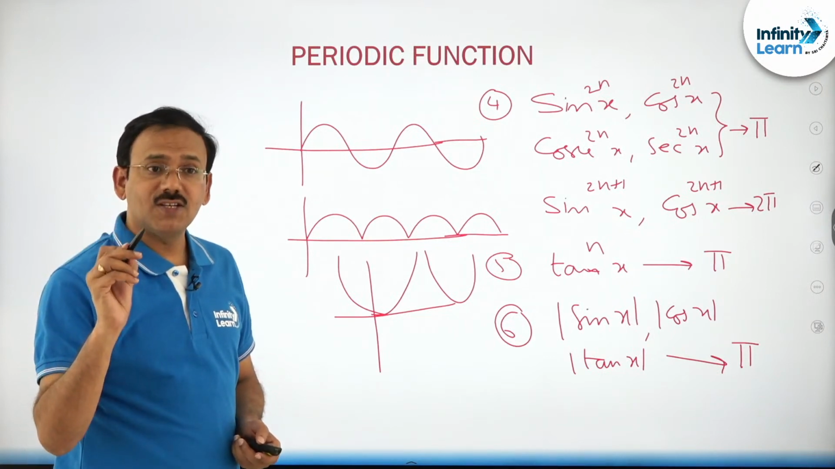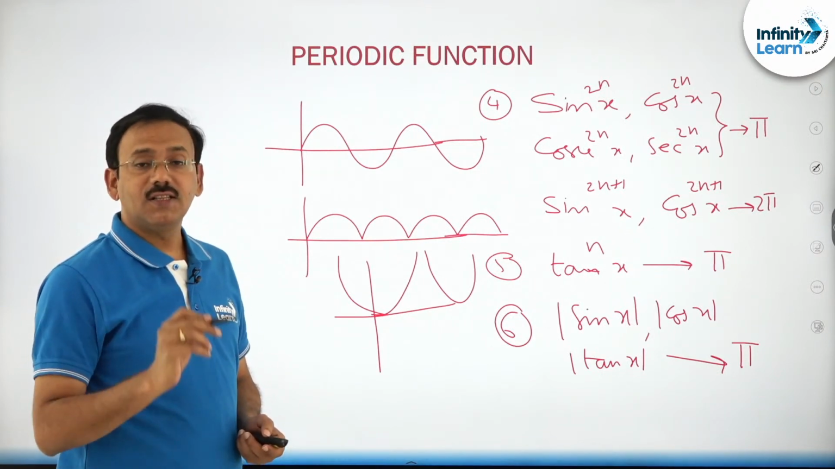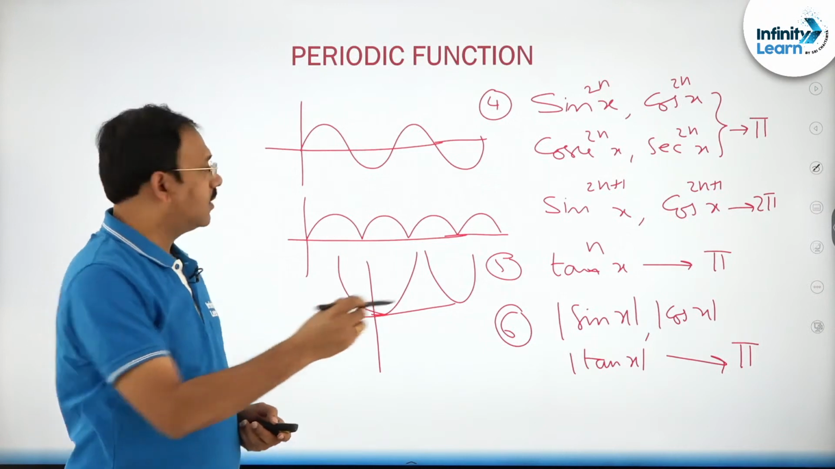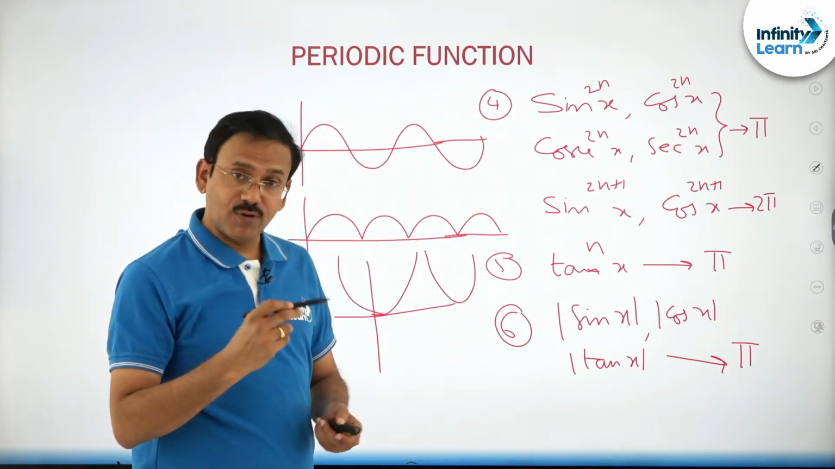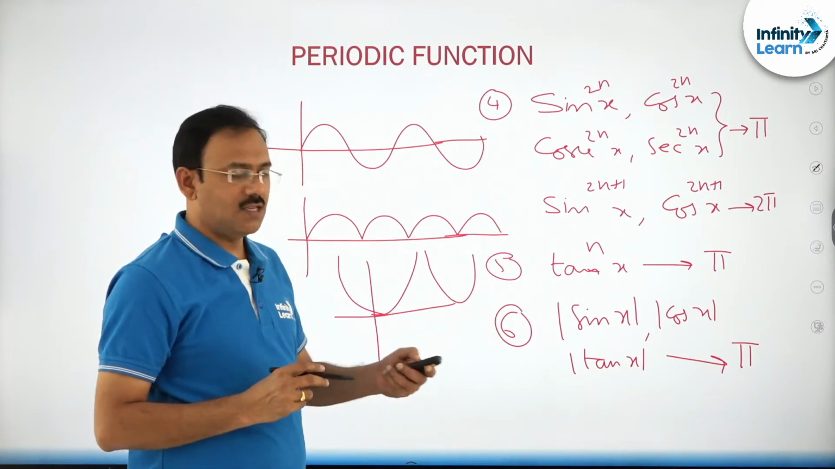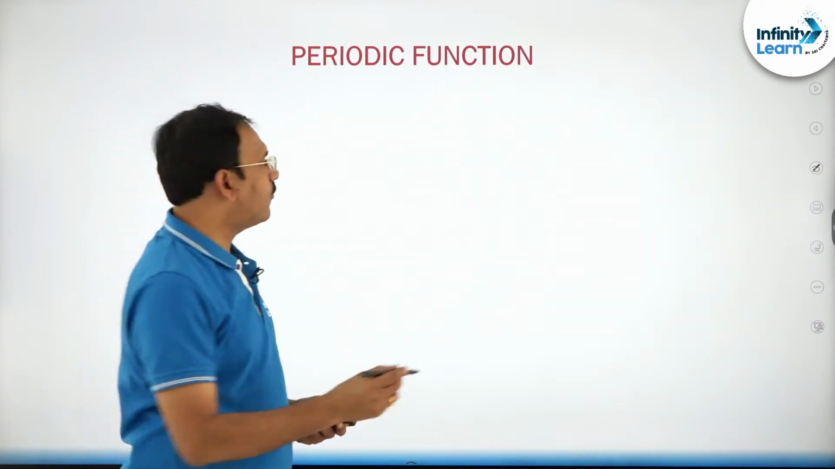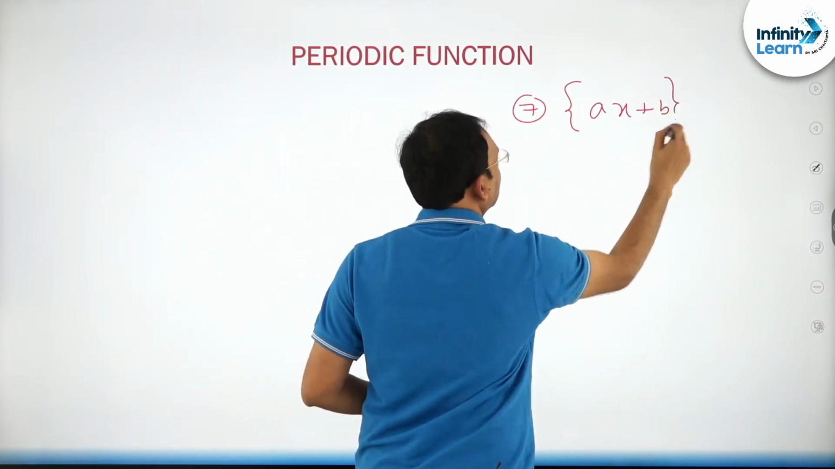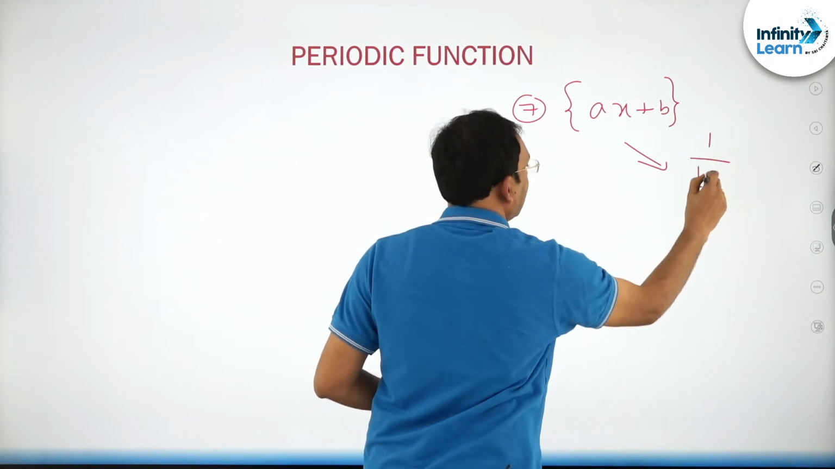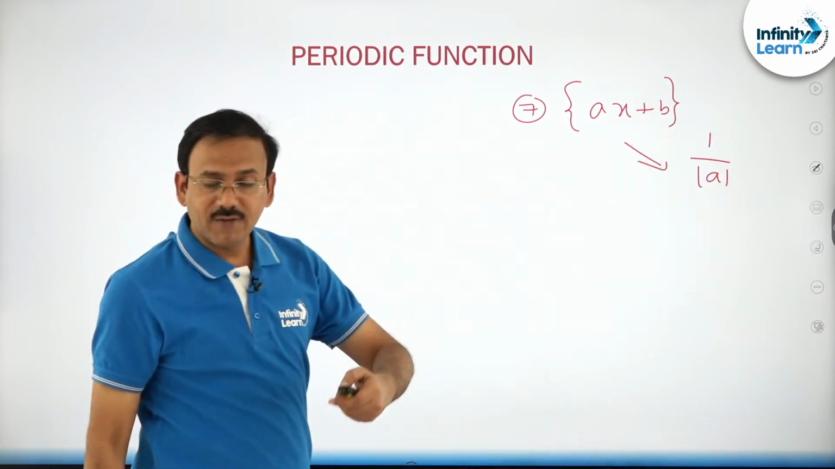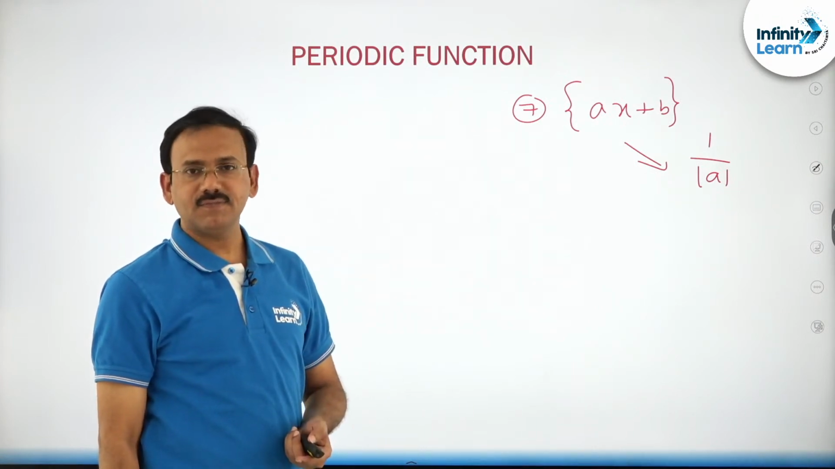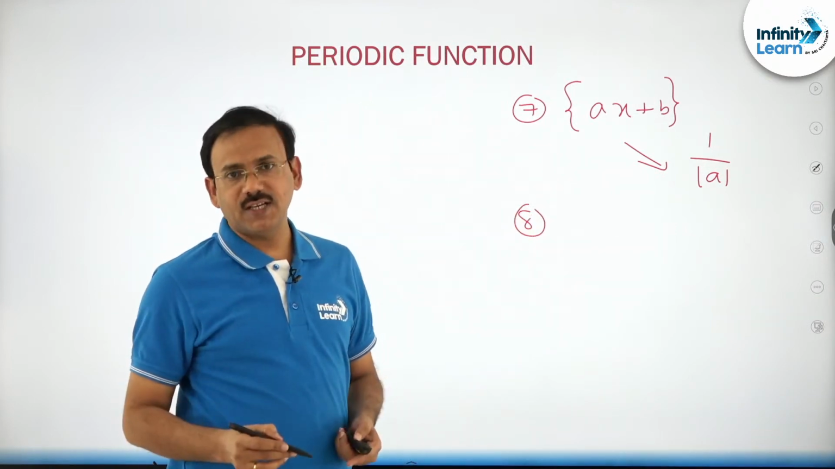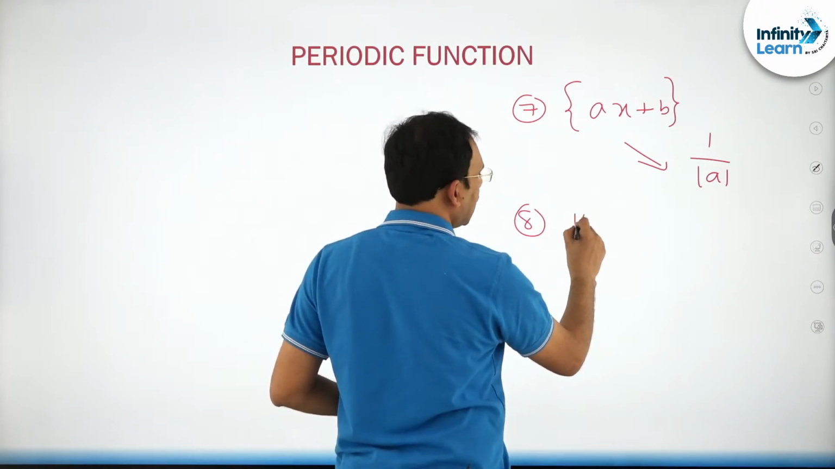We have given the definition of periodicity of a function, then we have done basic observations, then you see we have seen these points: sin power 2n, sin power 2n plus 1, tan power n x. Apart from this, friends, another point: if you are given the fractional part of ax plus b, the period is going to be 1 by mod a, because I told you the fractional part of x is a periodic function with period 1, right.